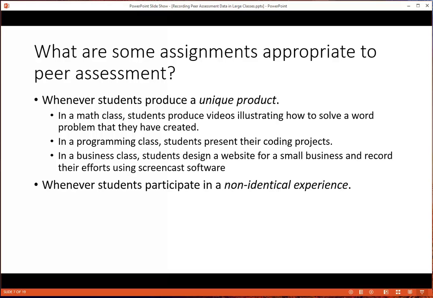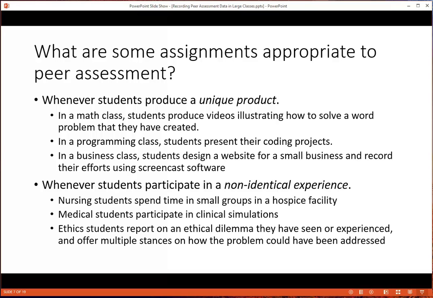Similarly, when students are participating in non-identical experiences, but have the same latent traits that would underlie their performance in them. So here's a couple of examples. The second one is, again, what I'm going to highlight here because that's what my example is. So when we have medical students participating in clinical simulations, there's certain things that they need to do. I'm going to talk about oral communication throughout my example, but they all need to communicate orally well. The simulations are not identical. In certain simulations, you have a wide variety of medical issues, but the underlying communication variable is the same. That's the sort of assignment that's really appropriate to peer assessment in large groups.